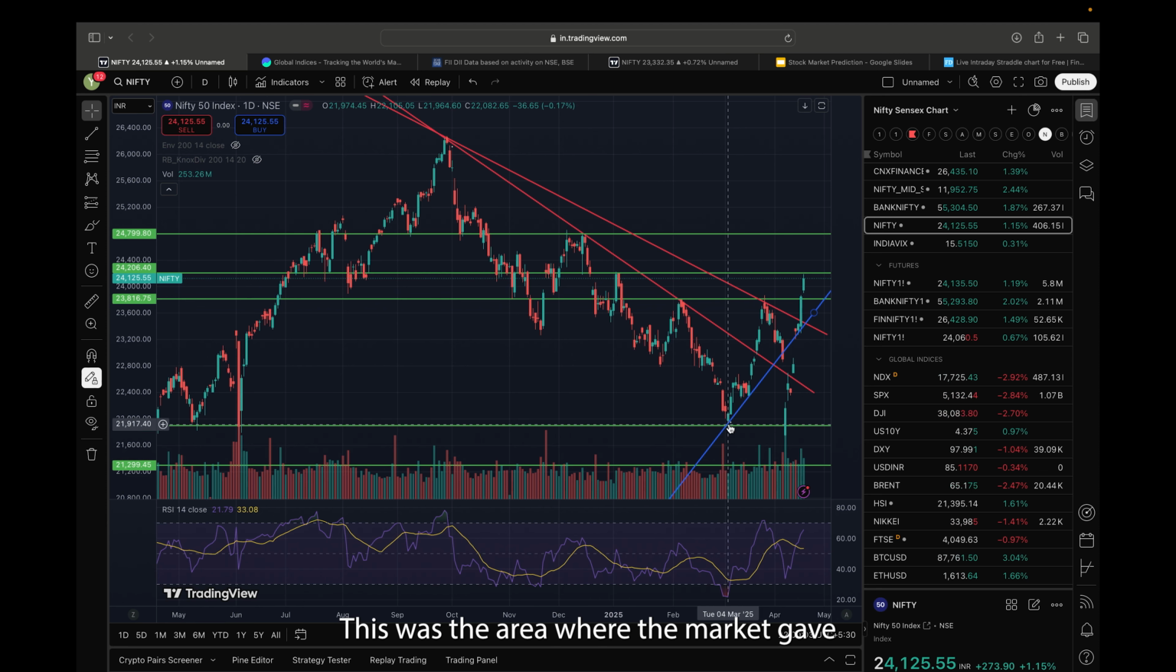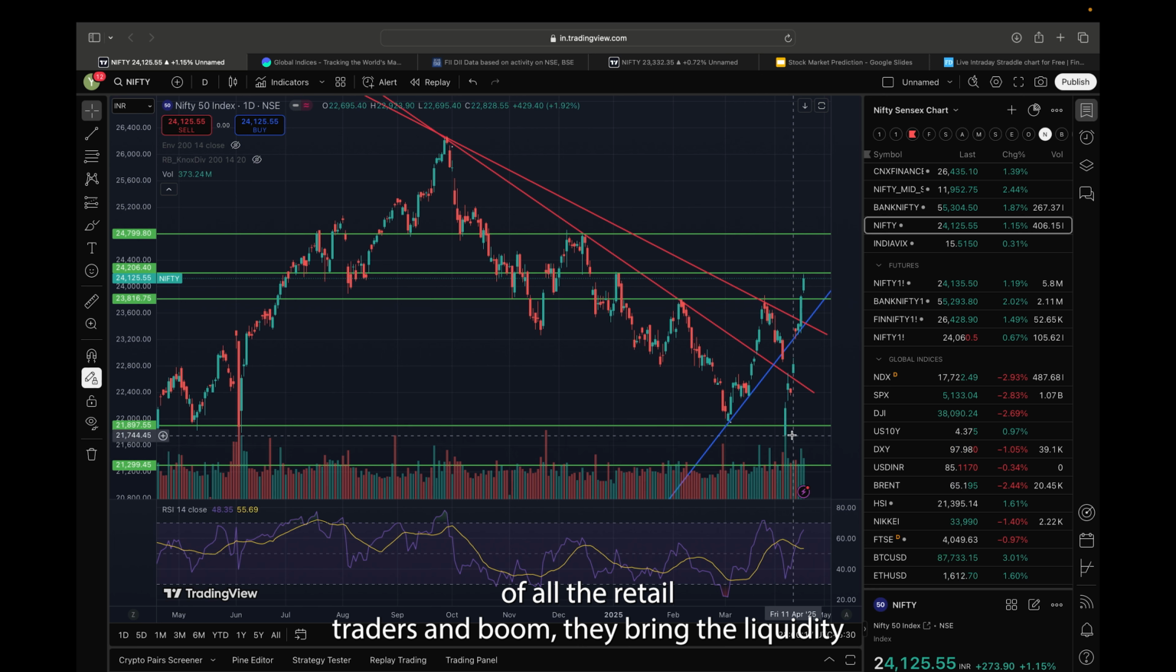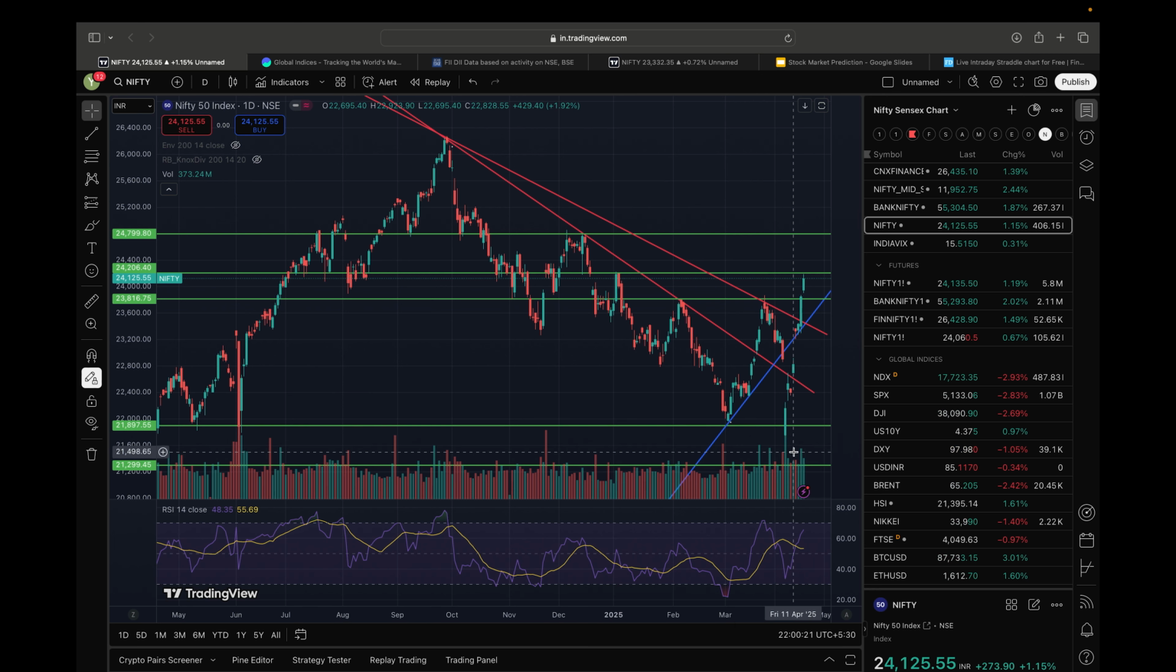This was the area where the market gave a major support last time. So market makers knew that if they bring the price of the Nifty just below it and eat the stop losses of all the retail traders, and boom, they bring the liquidity back in the market, and the Nifty went up.